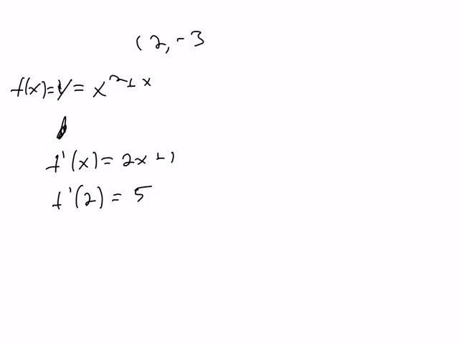So what is that? The derivative. So that's the slope of our tangent line. So we're going to have y plus 3 is equal to 5 times x minus 2. y is equal to 5x minus 5. So now, wait a second. Okay.